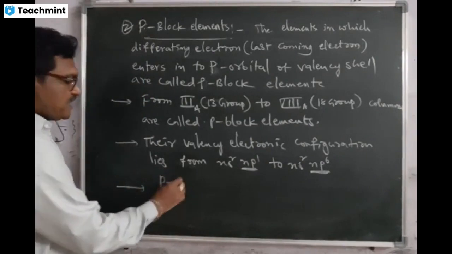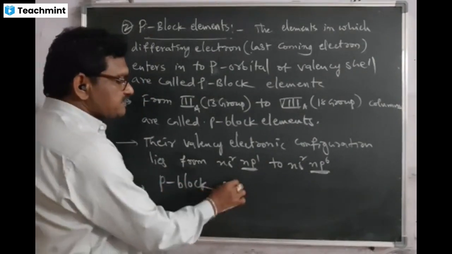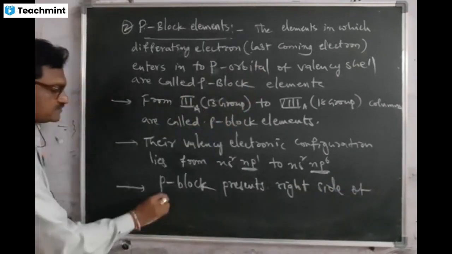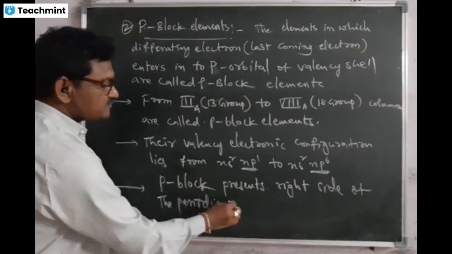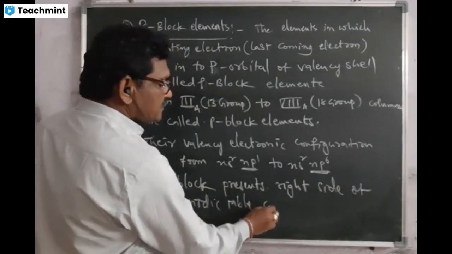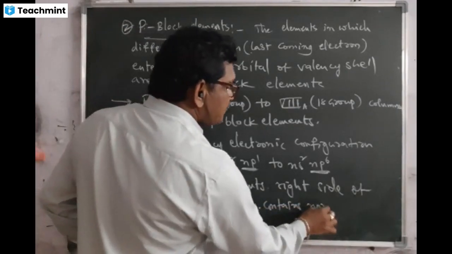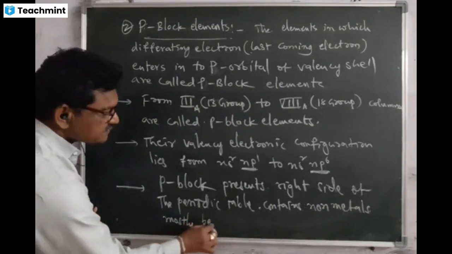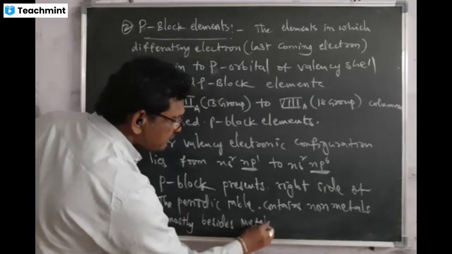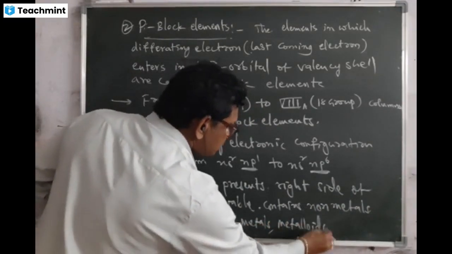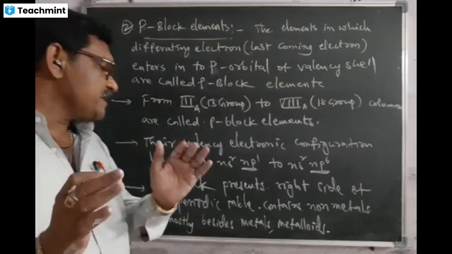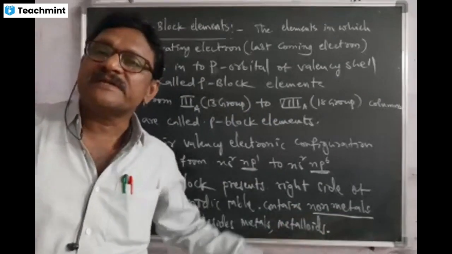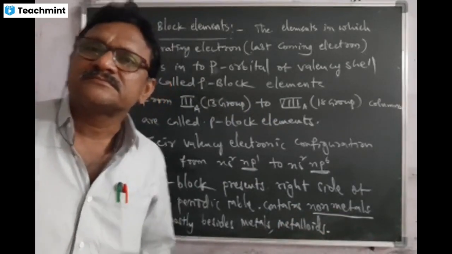Okay, this p block is present on the right side of the periodic table. It contains mostly non-metals, besides metals and metalloids. Have you understood what I am writing here? Most of the p block elements are non-metals, no doubt. But in addition to non-metals, there may be some metals or metalloids. Okay, do you understand this? Right.